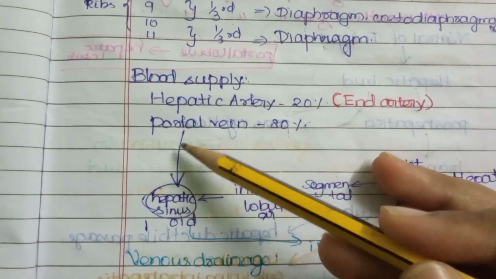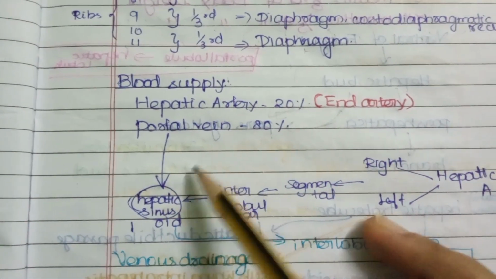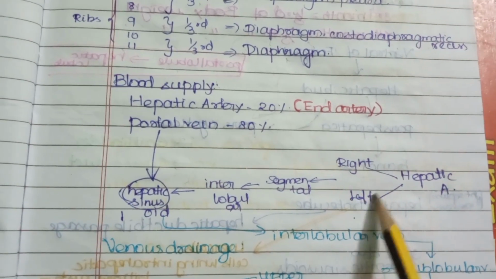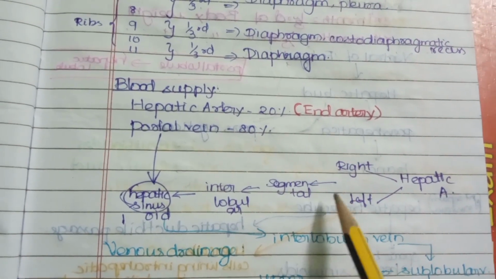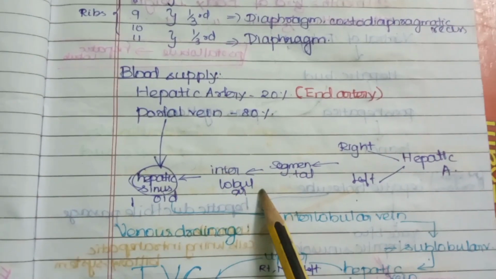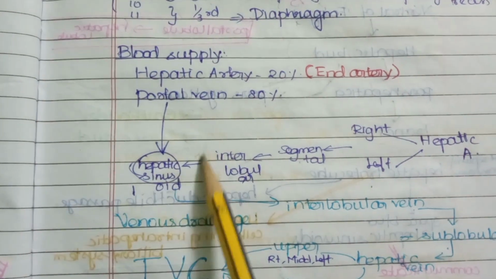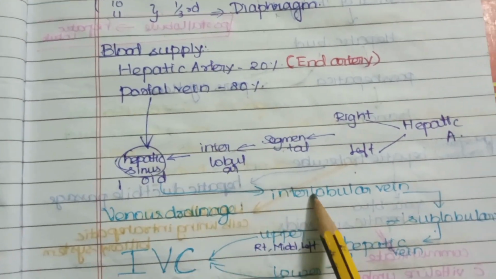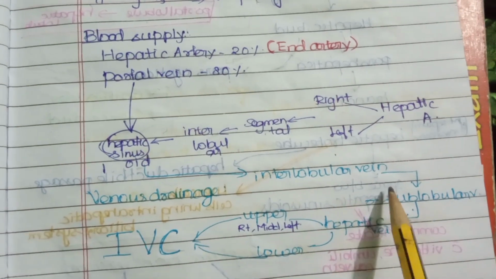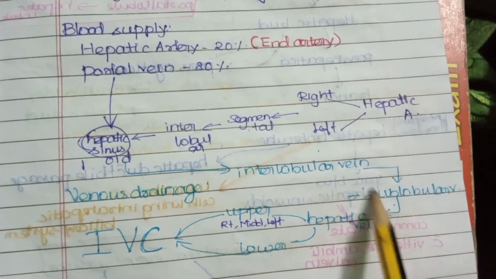See here. First the portal vein will enter. It reaches the hepatic sinusoid, right? Next, the hepatic artery is there. It will branch into right and left, then again give segmental branches. Then it will give interlobular branches, which also reach the hepatic sinusoid. After this, the blood flow will pass via the interlobular vein. Don't forget the lobular vein. Then it passes via the sublobular vein.